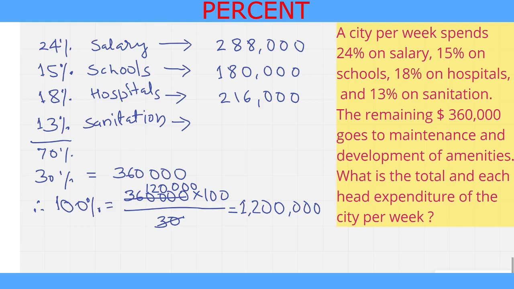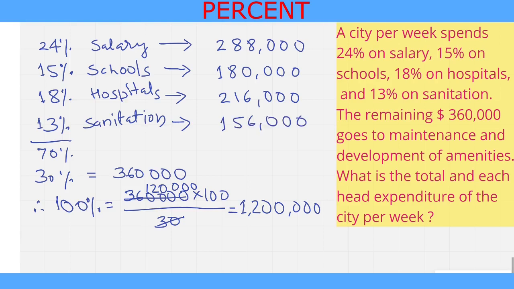Now we have to calculate 13%. We have already calculated 15%, and we just subtract 2% from 15% and we will get 13%. So 2% of 1,200,000, 1% is 12,000 and 2% is 24,000, which we also calculated in the last item. So 24,000, if we subtract from 180,000, we get 156,000.